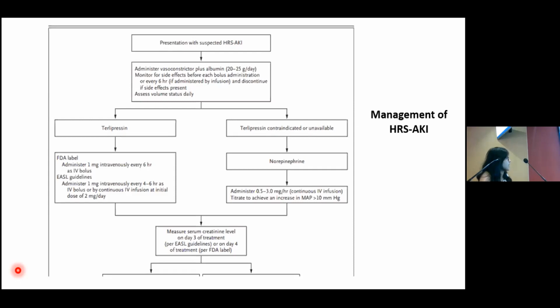Norepinephrine you can prescribe 0.5 to 3 milligrams per hour as a continuous IV infusion, and the target is to increase the mean arterial pressure by 10 millimeters of mercury. Then you have to repeat the creatinine in 72 hours.